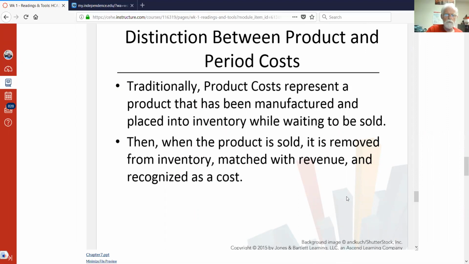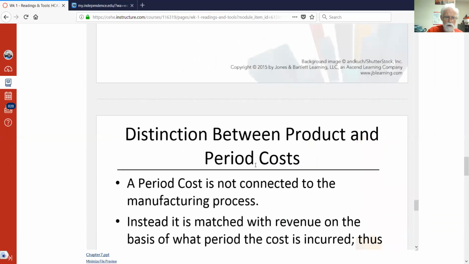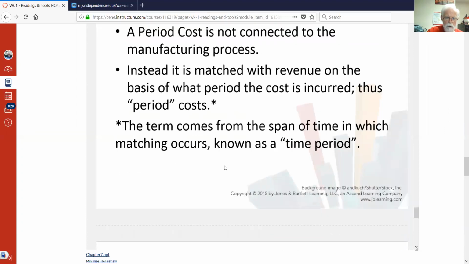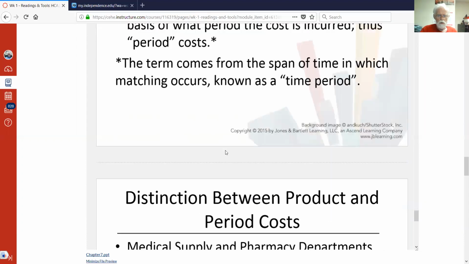The product and period costs. Product cost represents something that's been manufactured and placed in inventory while waiting to be sold, or purchased and placed in inventory while waiting to be sold. Then when it's sold, it's removed, matched with revenue, and recognized as a cost. A period cost is not connected to that. It's matched with revenue on the basis of what period the cost is incurred. The term comes from a span of time in which matching occurred, known as a time period.